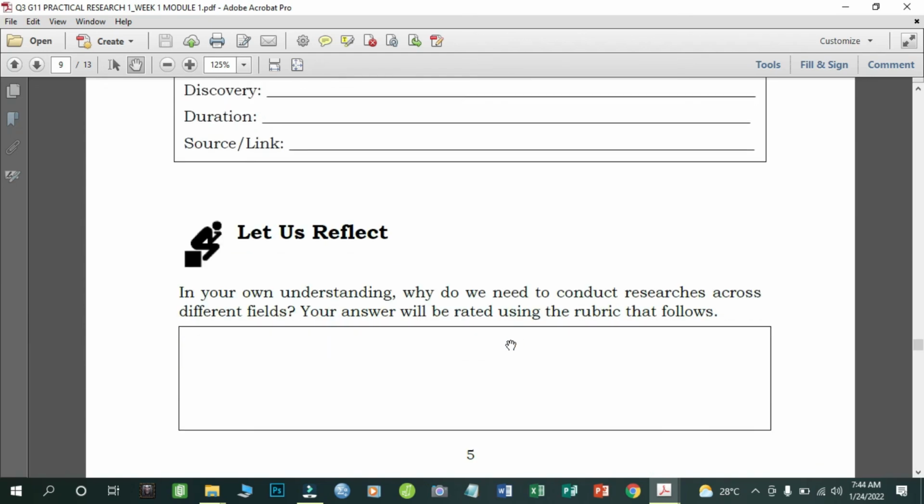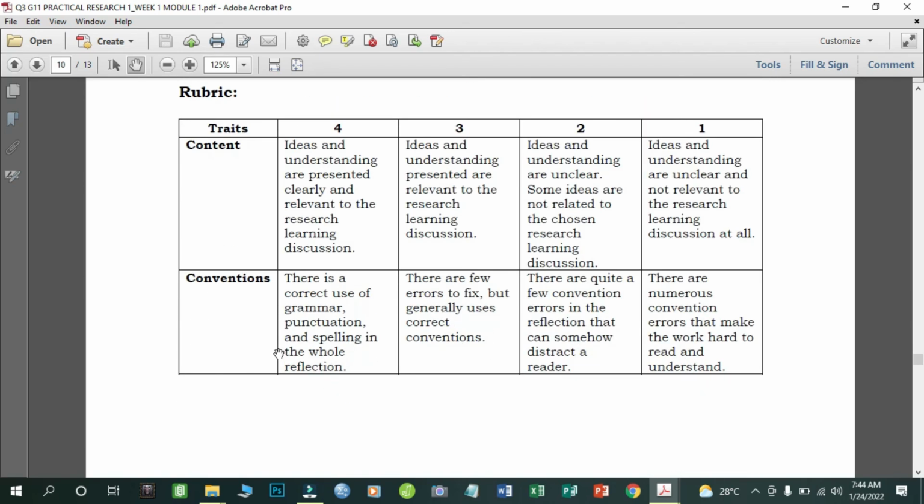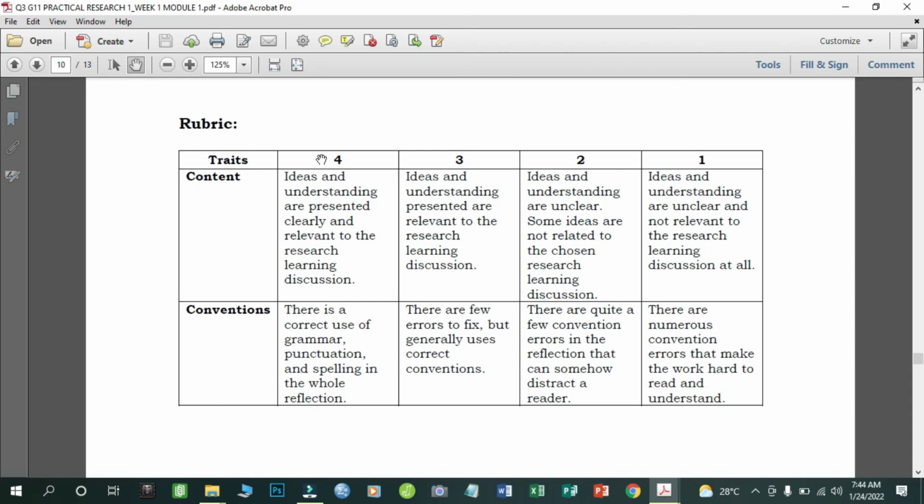Then your own understanding. Why do we need to conduct research across different fields? The answer will be rated using the rubric that follows. So this is the rubric. Okay, it is 8 points. So 4 for ideas and understanding are clearly presented and relevant to the research learning discussion. Then conventions. There is a correct use of grammar, punctuation, and spelling in the whole reflection.